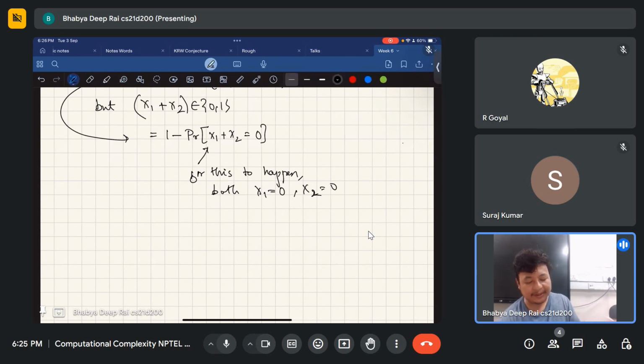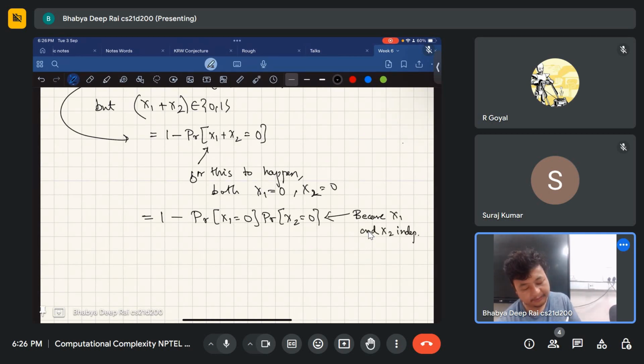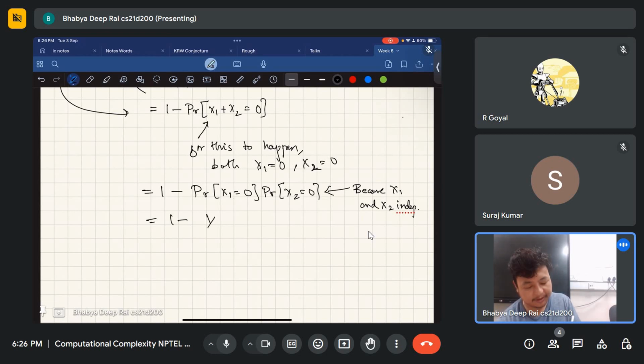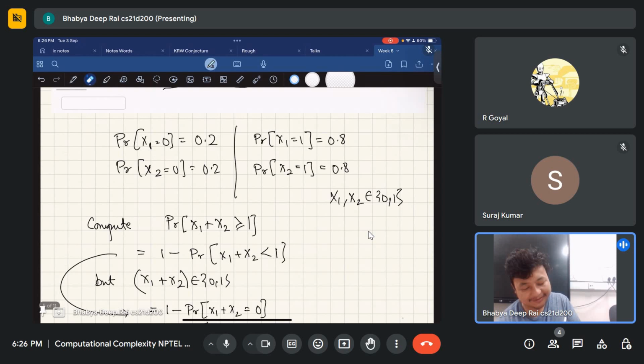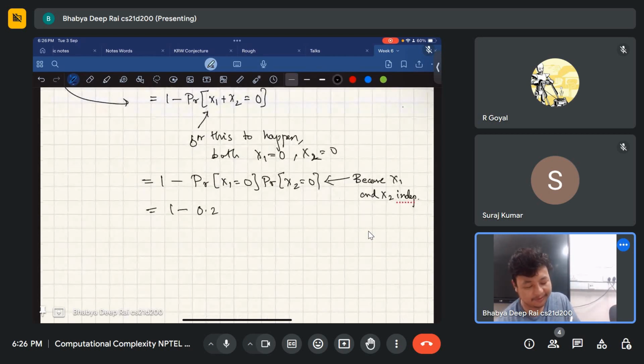So now, both are independent random variables. We know that in case of independent events in probability, we can multiply their probabilities separately. Because x1 and x2 are independent, it is 1 minus the probability that x1 is 0, which is 0.2, times the probability that x2 is 0, which is 0.2. So 1 minus 0.04, which is equal to 0.96, is your answer.